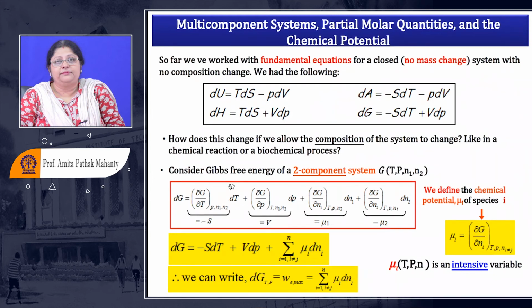Now how do we account for the change of composition for any reaction? Now let us consider the Gibbs free energy of two components. Two species are present. Okay, suppose salt and water both are present. So two components are present. Now what do I do? I have the expression for the delta G. Here what you have here, delta S.